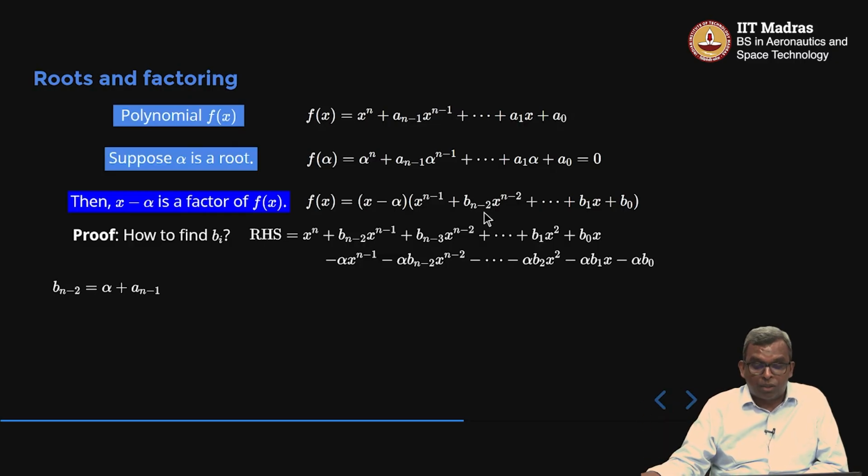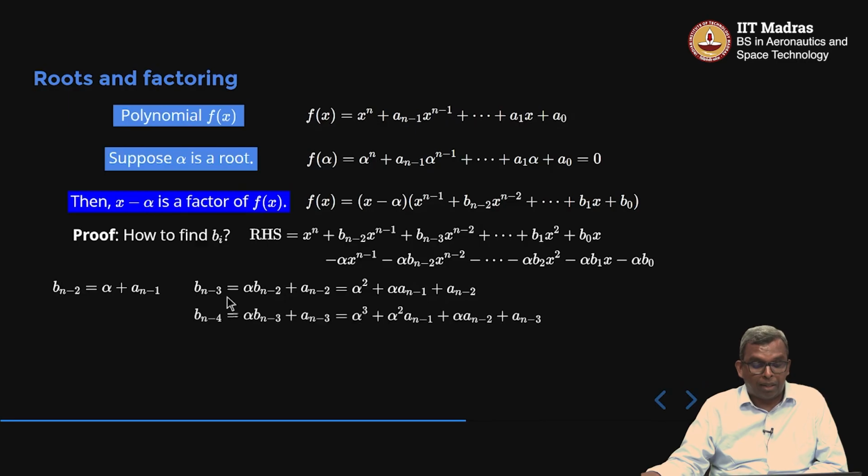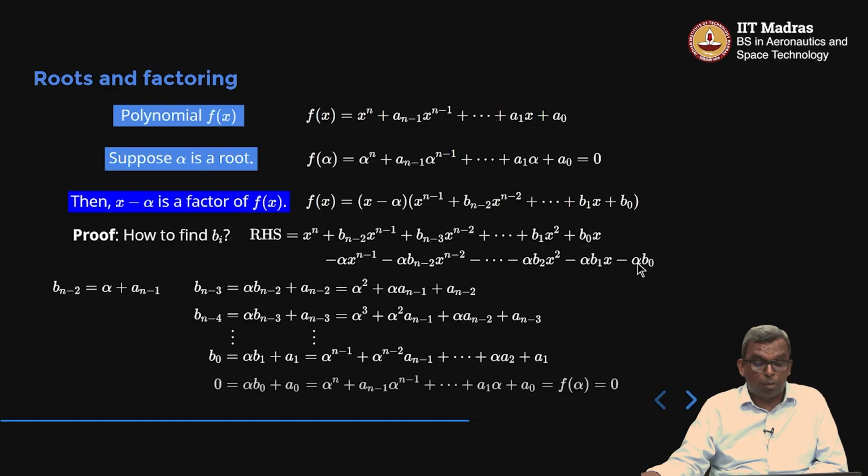So you find b_(n-2) like this, and then you find b_(n-3), which has to be alpha b_(n-2) plus a_(n-2). You know already what b_(n-2) is. You plug in, you find b_(n-3), you find b_(n-4). Likewise, you can go all the way and find up to b0, right? b0 will come from the coefficient of x term. But guess what? The constant term also should match. So for that I need a0 to be equal to minus alpha b0, right? So that ends up being the same as f of alpha being 0.